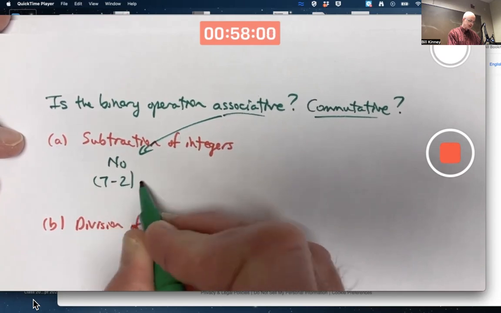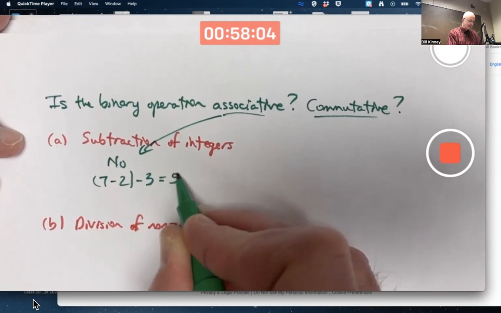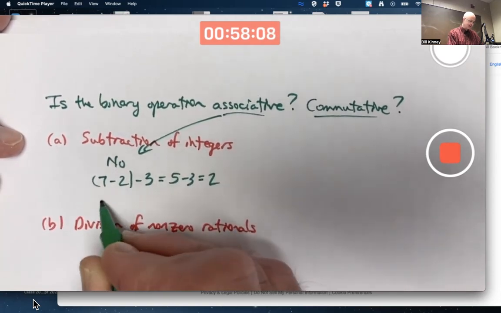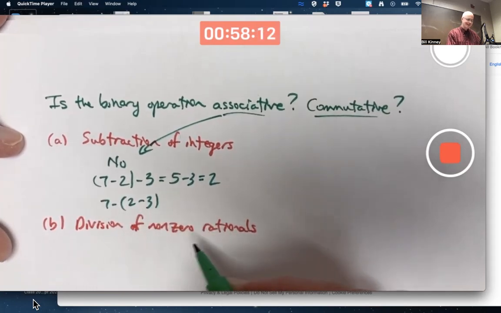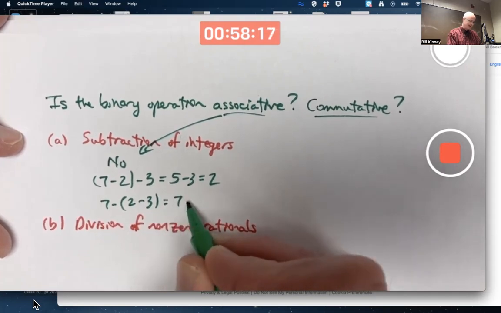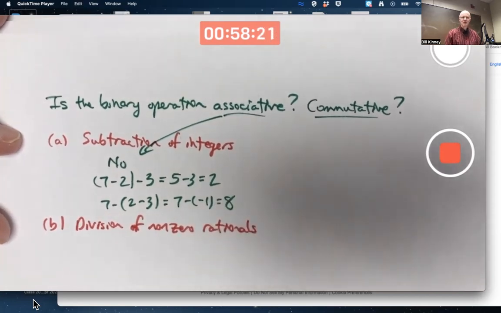I put 7 minus 2 in parentheses, then minus 3. That means 5 minus 3 is 2. If I put 7 minus, in parentheses, 2 minus 3, that really means 7 minus negative 1, which is 8. As one example, you've got to be careful.